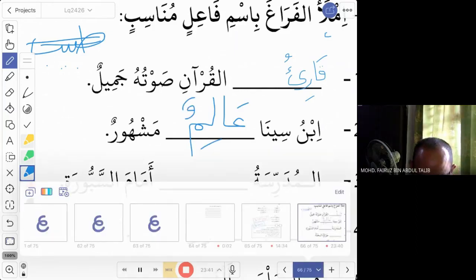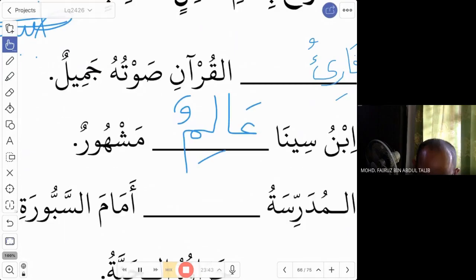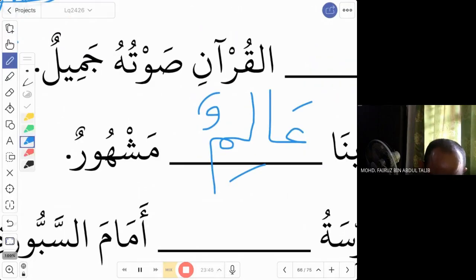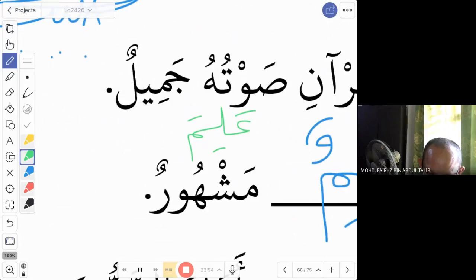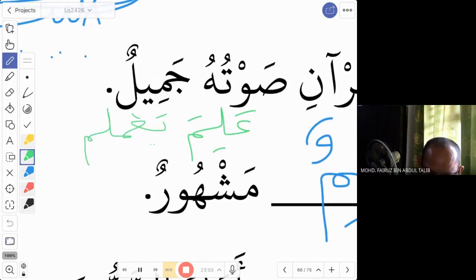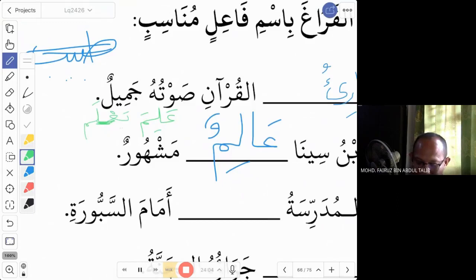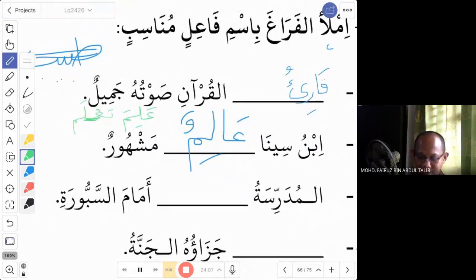So the word scholar is alim, because it is taken from which word? What is the fi'il for alimun? Alima. Ain, lam, mim, but we don't say alama, we say alima. It means to know. Ya'lamu. So alim is the person who knows. We translate it as scholar. So Ibn Sina is a famous scholar. Alimun mashhur. Okay.